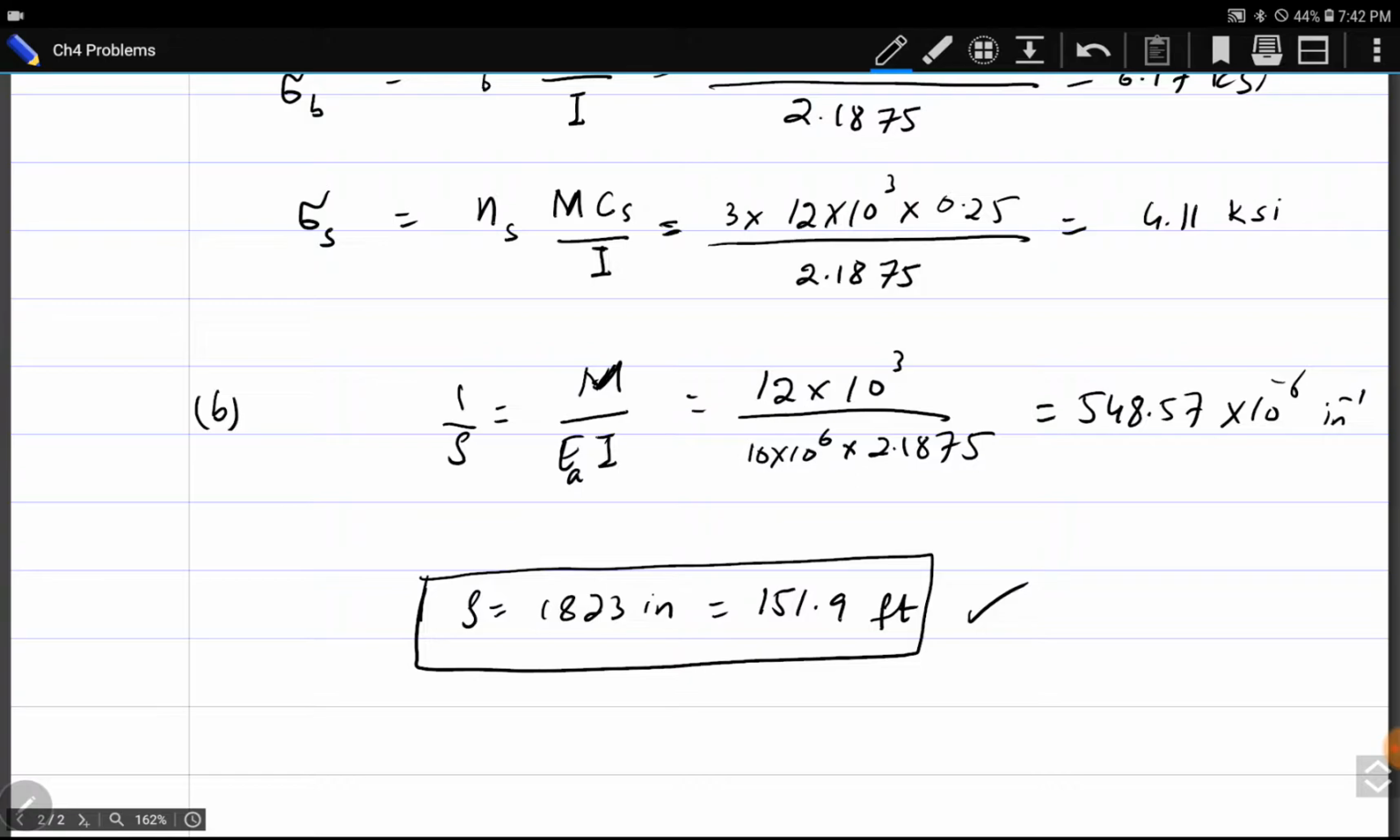So this is the solution of the problem. We just converted the cross section into aluminum. We have replaced steel and brass both with the aluminum. So we have two values of N, one for steel and the other for brass.